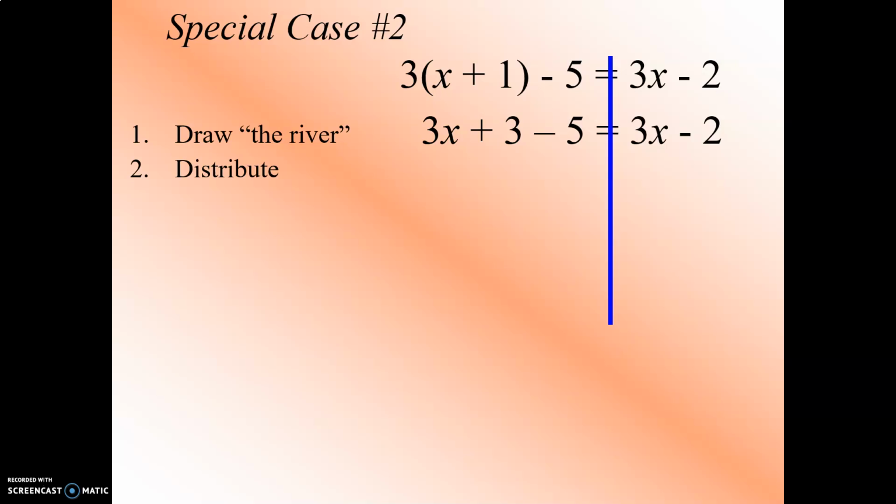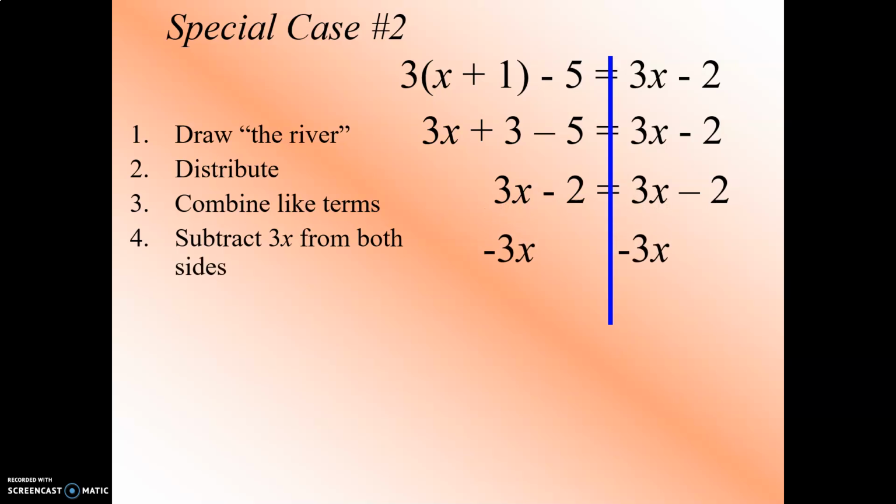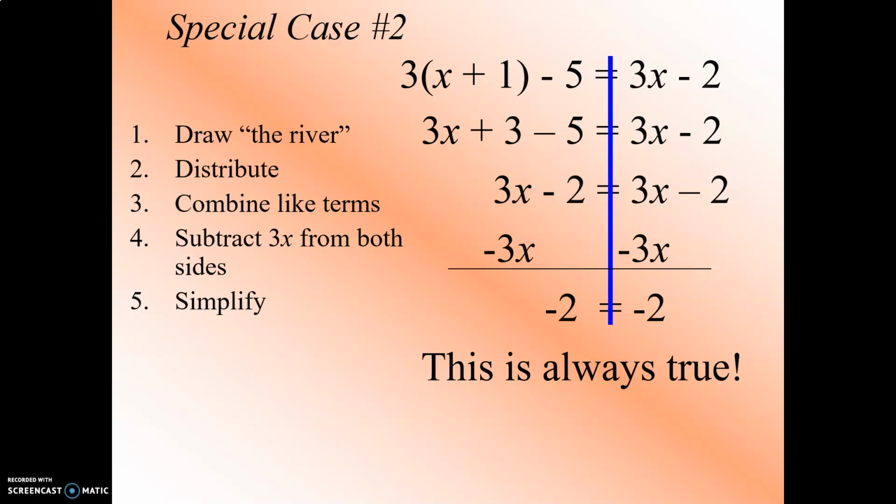Alright, we distribute to remove parentheses. Now notice we've got 3x there on both sides. We ran into a problem with that in the last case. Let's combine like terms. Let's put the 3 and the minus 5 together. We get minus 2. Oh, let's take a look here. We have the same thing on both sides. Well, what happens if we just continue on and combine our like terms again, subtract 3x from both sides, simplify, and we get minus 2 equals minus 2, which, well, that's true. Minus 2 is equal to minus 2. That's always going to be true.